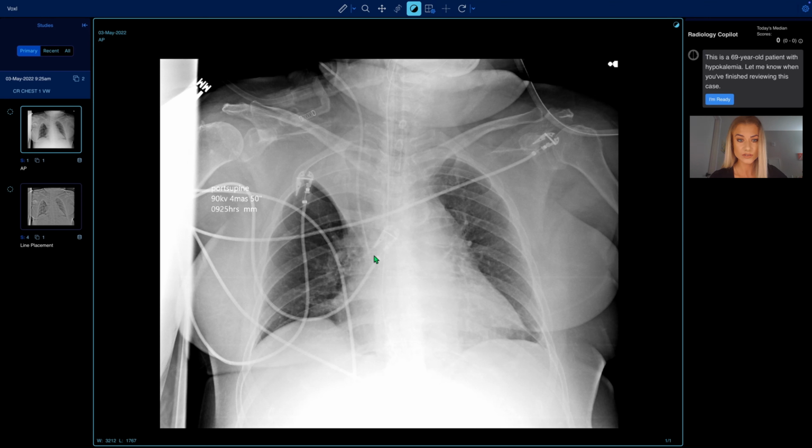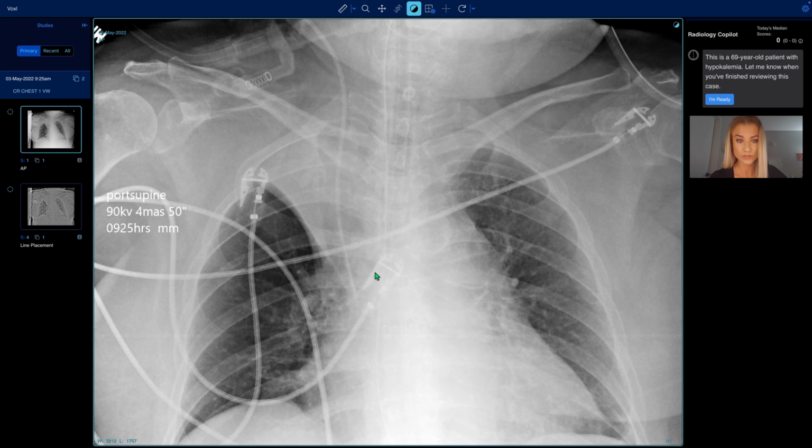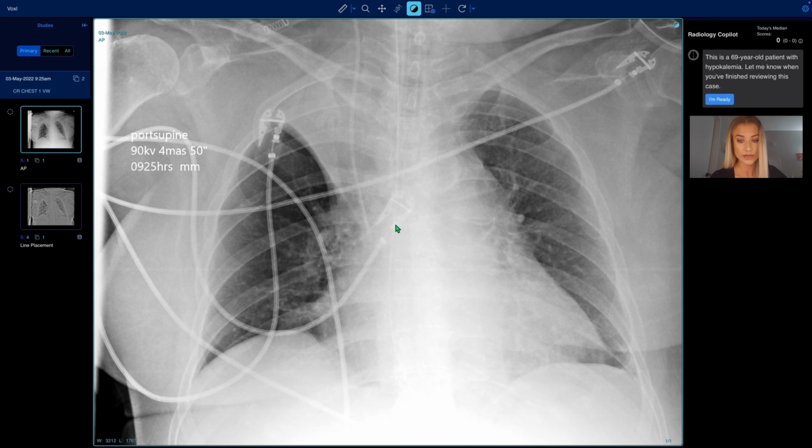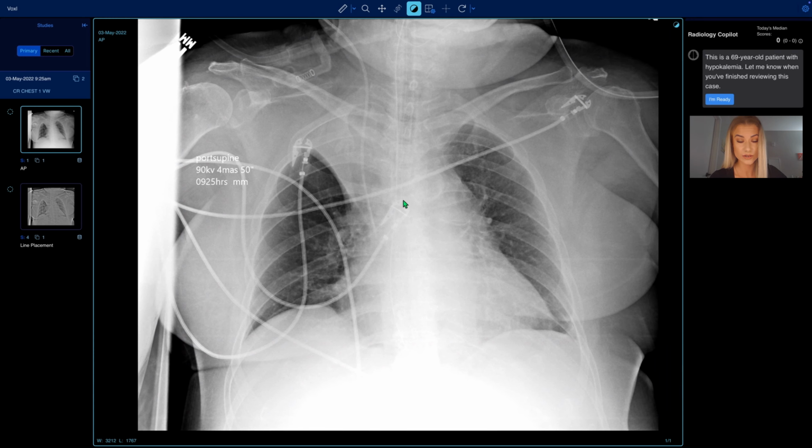Next, I'll assess the rest of the lungs. I will look for pneumothorax by tracing the pleura. In this case, I do not see any visceral pleural lines, and I also do not see any gas, so there's no pneumothorax. Next, I will look at the pulmonary vasculature, and I do not see any vascular congestion or any edema.